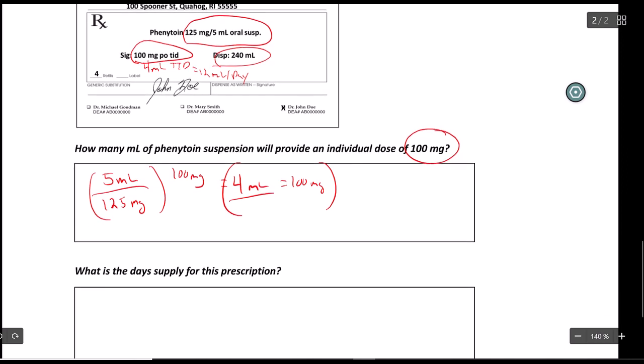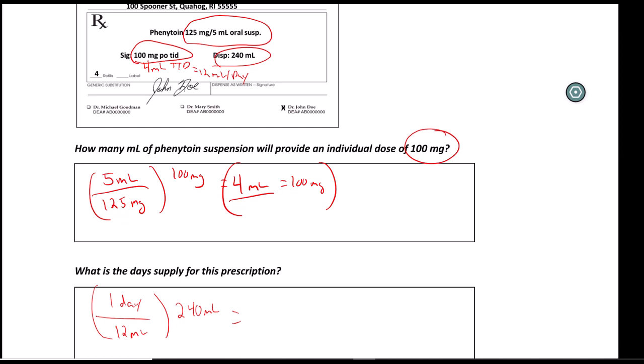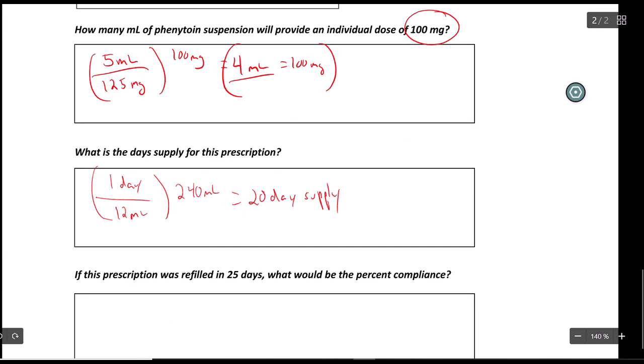Well, every day, so one day, you're taking 12 mLs. Where did I get 12 mLs from? 4 mLs 3 times a day. And you're getting one day is 12 mLs. Well, if you have 240 mLs, you're basically taking 240 and you are dividing that by 12. The number for that is 20 days. So this is a 20-day supply of medication that you're giving the patient.